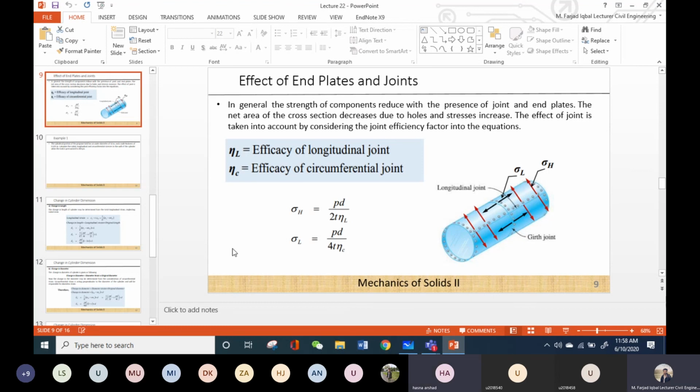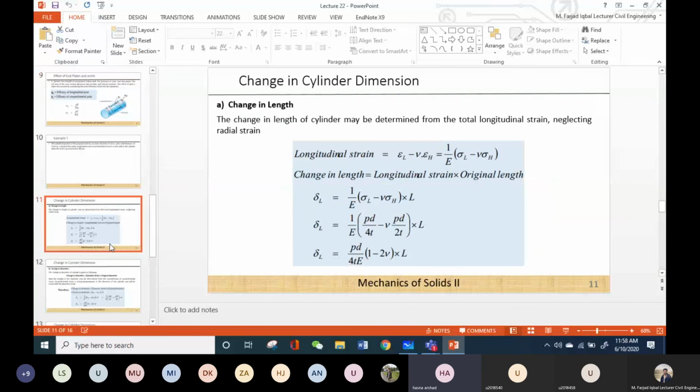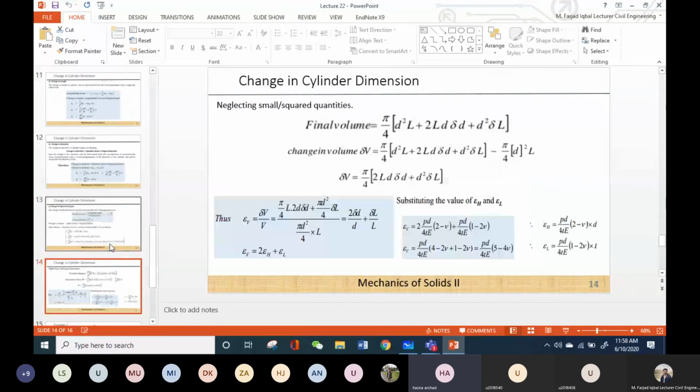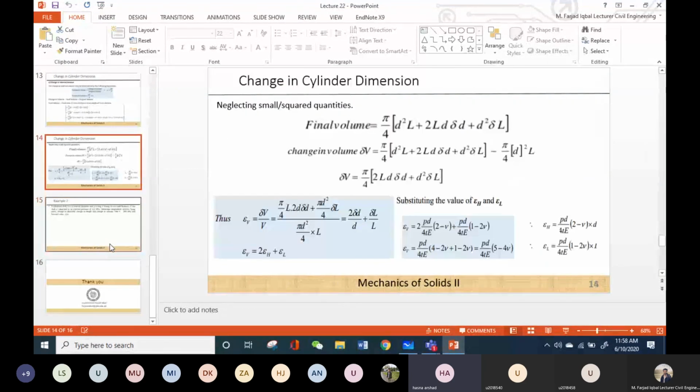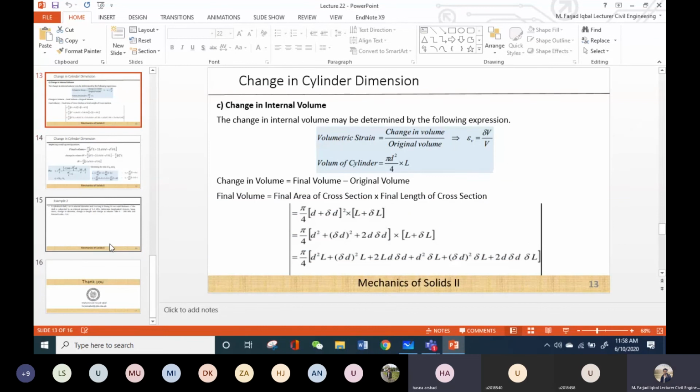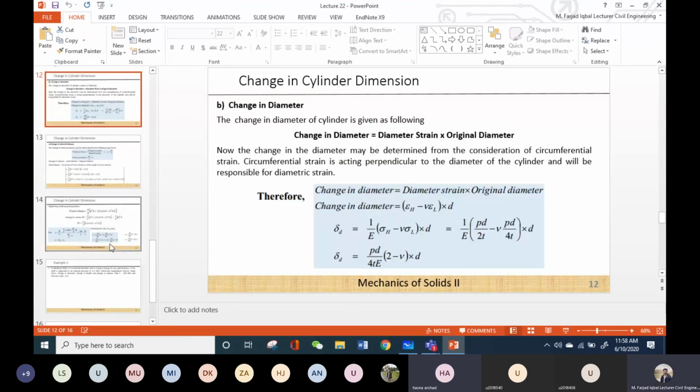If there isn't any then... Sir, yes. Is Poisson ratio equal to the hoop strain over the longitudinal strain? Poisson ratio, yeah. Yes, it is the same Poisson ratio.